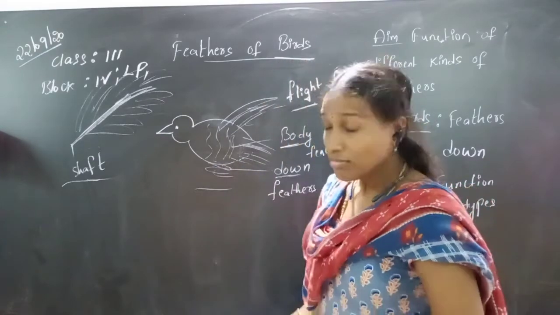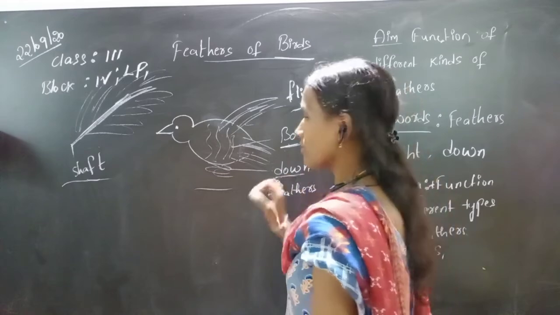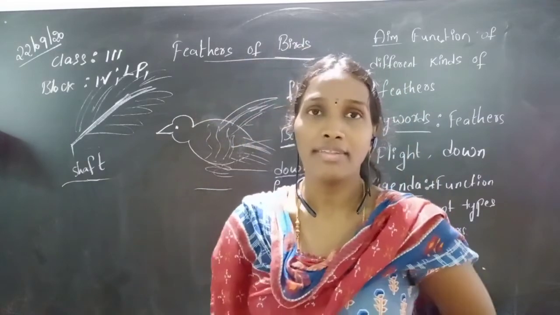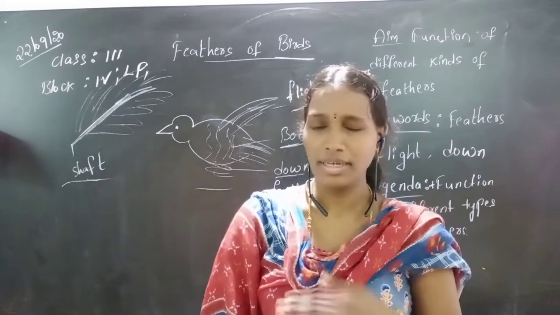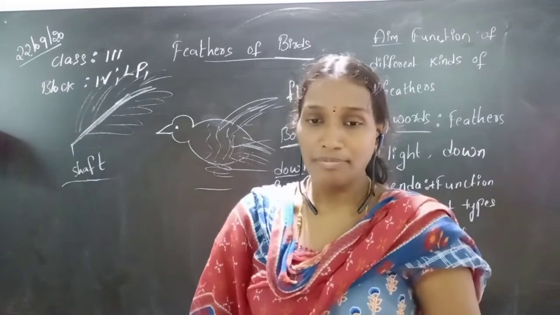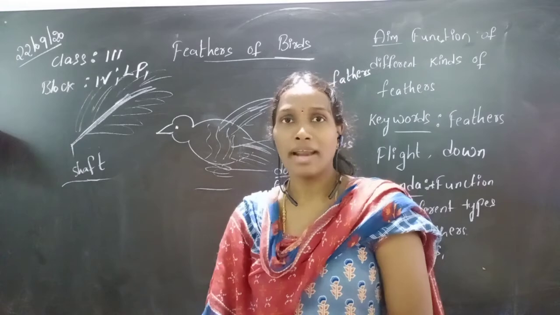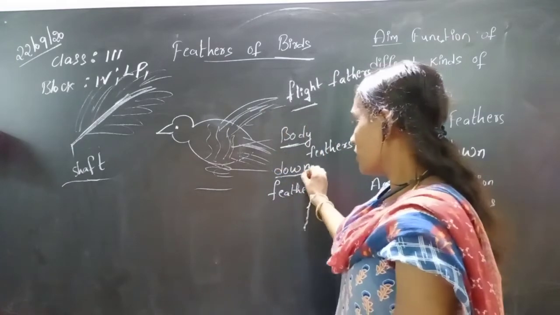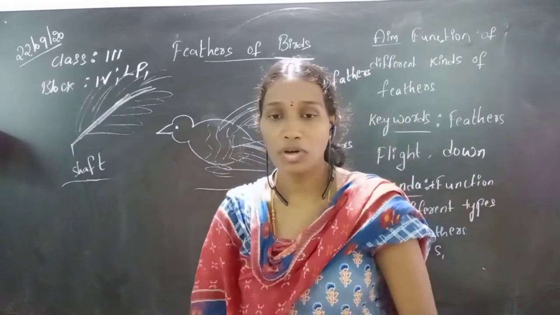These down feathers are present in the down part of the body, and they cover it. They keep their body warm, protecting from the cold also. These down feathers are useful to the birds.